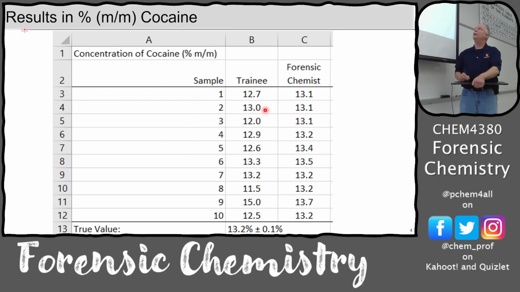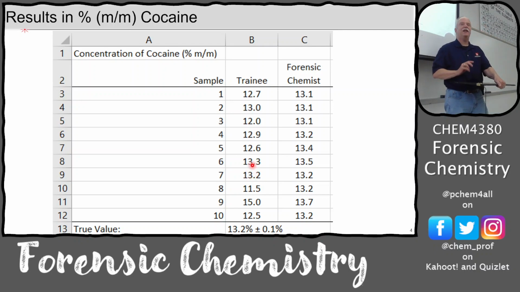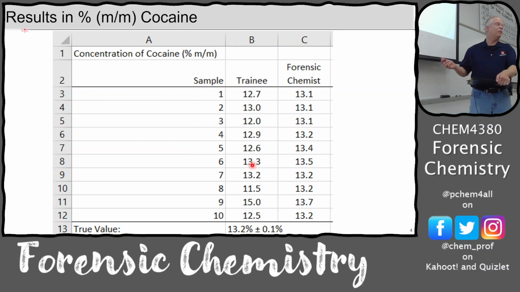You look at the trainee, I've got a 12.0 here, 11.5, a 15. So yeah, there's a lot more scatter in the trainee. So without even doing statistics, I could say something about the precision, couldn't I? Just looking at the data, I know that the forensic chemist is more precise than the trainee. Can you see that yourselves? Yeah. Okay. Now we'll see the numbers tell us the same thing, but if it's this dramatic a difference, right away you know where this is headed. Okay.